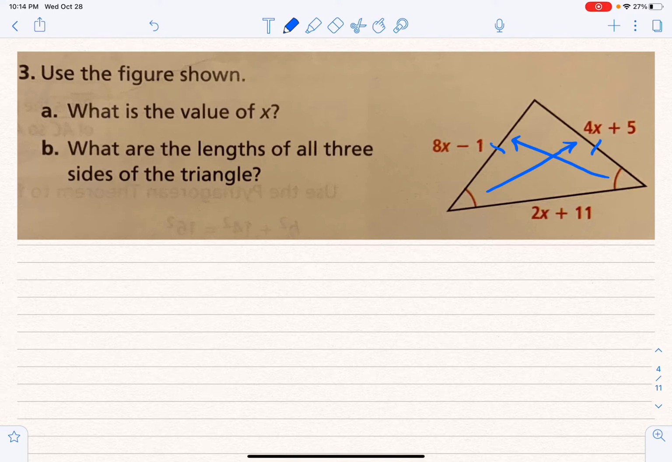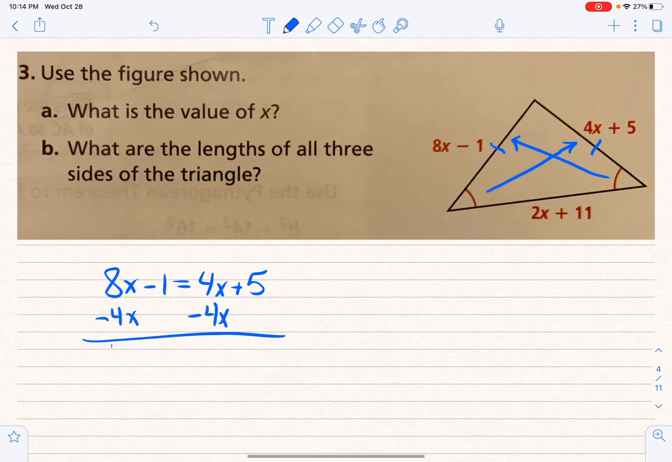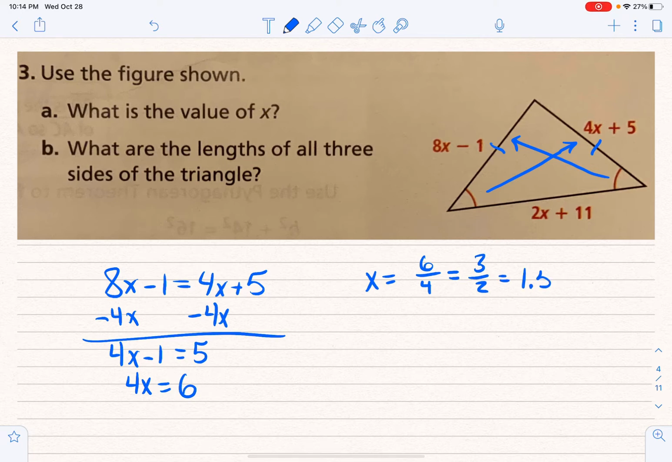So in this case, I know that 8x minus 1 has got to equal 4x plus 5. Okay, and this is a pretty easy situation to solve. I move all the x's to one side, all the numbers to the other side, and I'm good to go. So I'm going to go ahead and subtract 4x from both sides. That's going to give me 4x minus 1 is equal to 5. Add 1 to both sides, and I get 4x is equal to 6. So therefore, x is equal to 6 over 4, which is the same thing as 3/2 or 1.5.